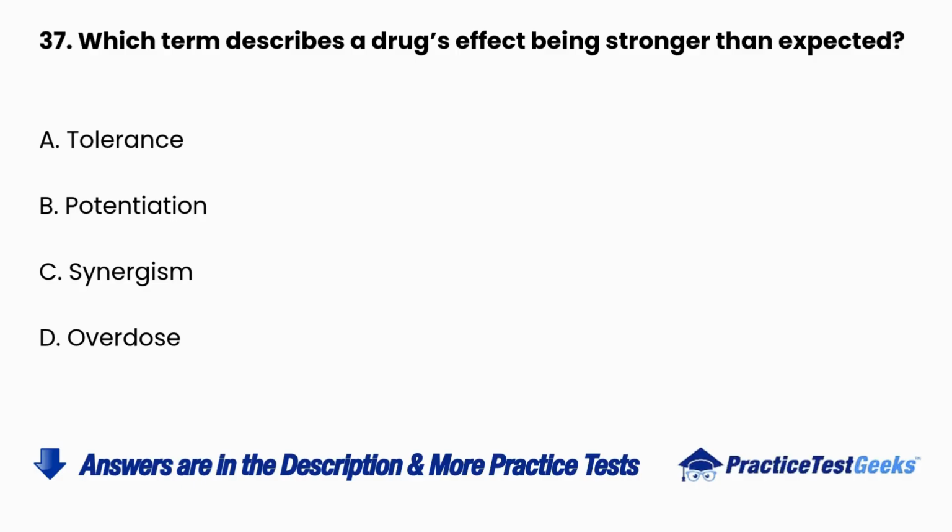37. Which term describes a drug's effect being stronger than expected? A. Tolerance. B. Potentiation. C. Synergism. D. Overdose.